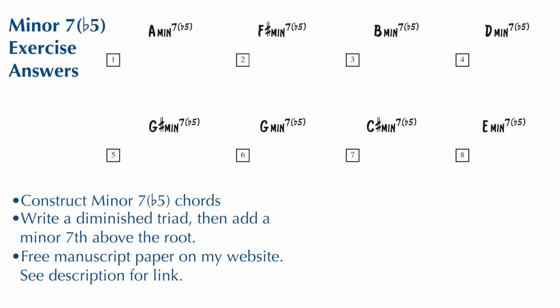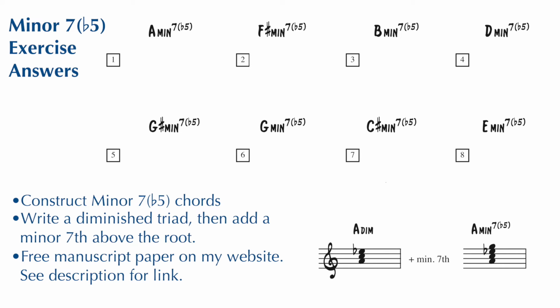Number 1, A minor 7 flat 5. First, construct an A diminished triad. That's going to be A, C, E flat. Then we add a minor seventh above the root of the chord. The root of the chord, of course, is A. Minor seventh above that is G. Stack them all up. You have A, C, E flat, and G. A minor 7 flat 5.